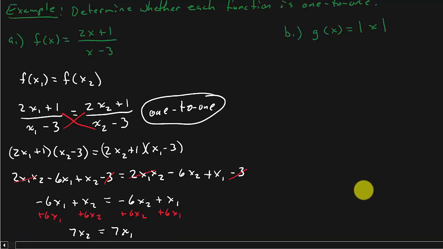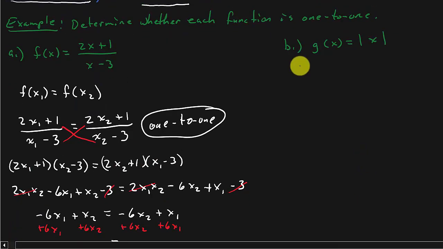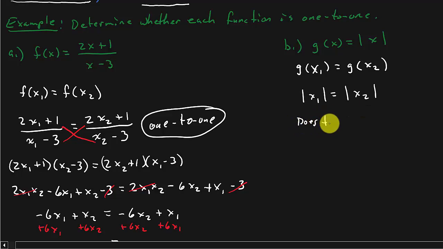All right, so let's look at this example. So I'm going to start out with g of x1 equals g of x2. So if I plug the x1 in, that's absolute value x1 equals absolute value x2. All right. So we get this. Okay. So does this mean that x1 equals x2? Is that the case? Well, let's think about it.